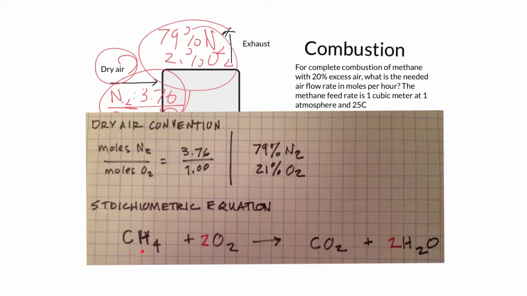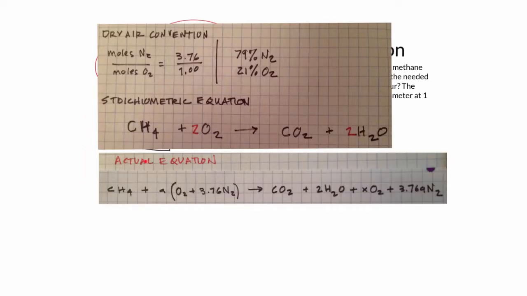And we start out with an equation that looks like this, just to keep in mind what the reaction is. Now, the thing is, we have 20% excess air. Not only do we have oxygen in the air, but we have nitrogen. So what would that look like in an equation? Okay, here's my actual equation. Notice that I've replaced O2 with a coefficient that I don't know, A, times O2 plus 3.76 N2. So we know we have some unknown amount A, but we also know that the ratio of O2 to N2 is this fixed number, 1 to 3.76.